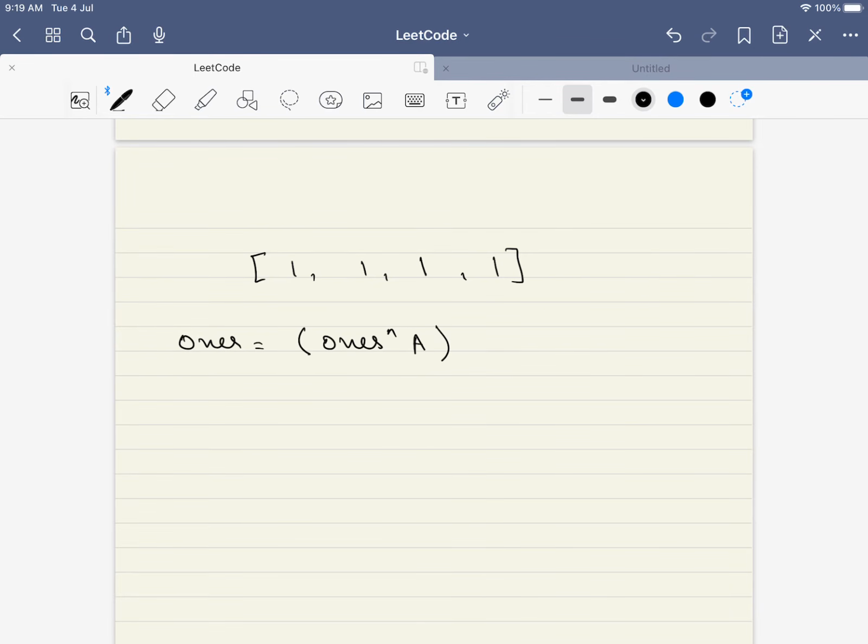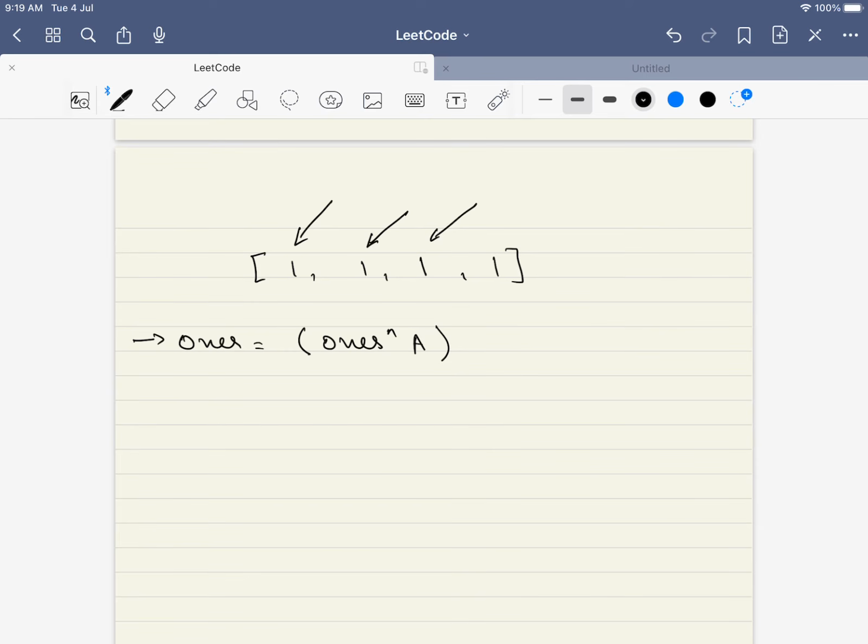Once you have XORed with it, the idea is that this number should not be present in twos. Why? Because if it has already occurred twice, we should not again be considering it in ones, but we should be removing it from twos. So the key idea is, if the number has occurred only once, we will be adding it to ones. However, if the number has occurred twice, we will remove it from ones and add it to twos. And if it has occurred thrice, we will be removing it from twos also. So we will be back at where we began from.